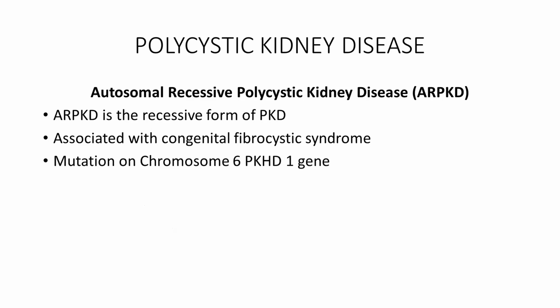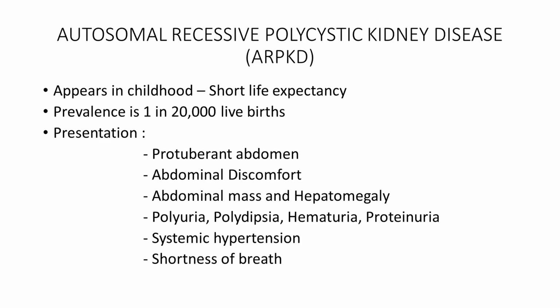Now we come to the two main important ones, polycystic kidney disease, which according to the WHO classification, autosomal recessive polycystic kidney disease, ARPKD. It's the recessive form of PKD we have already discussed, associated with congenital fibrocystic disease, with cysts in many places on the body. Mutation on chromosome 6, PKHD1 gene. Remember chromosome 6.